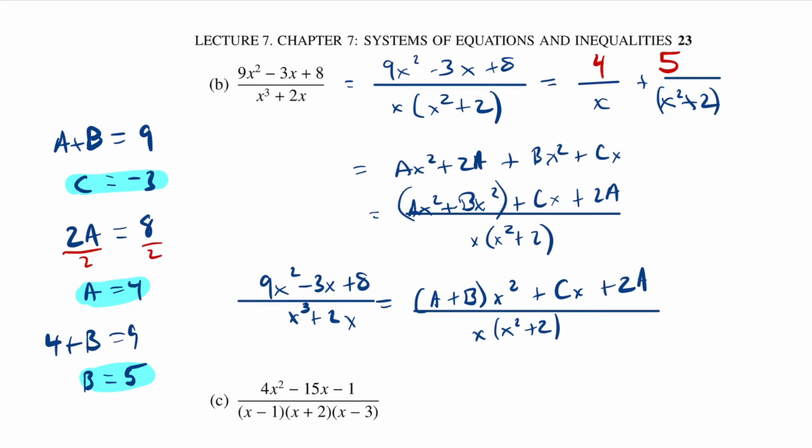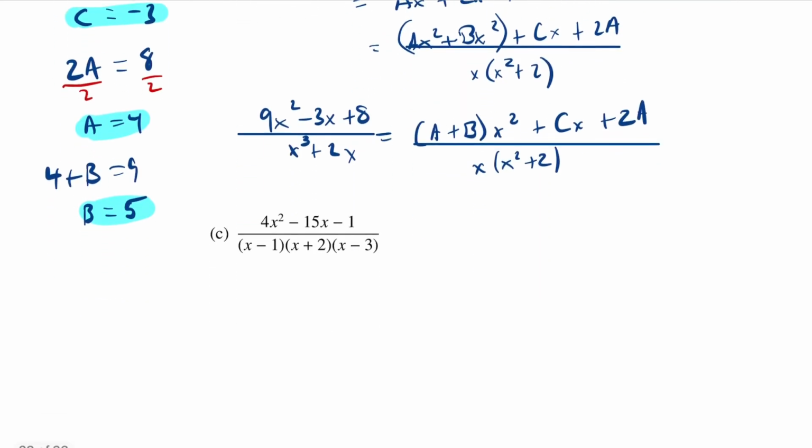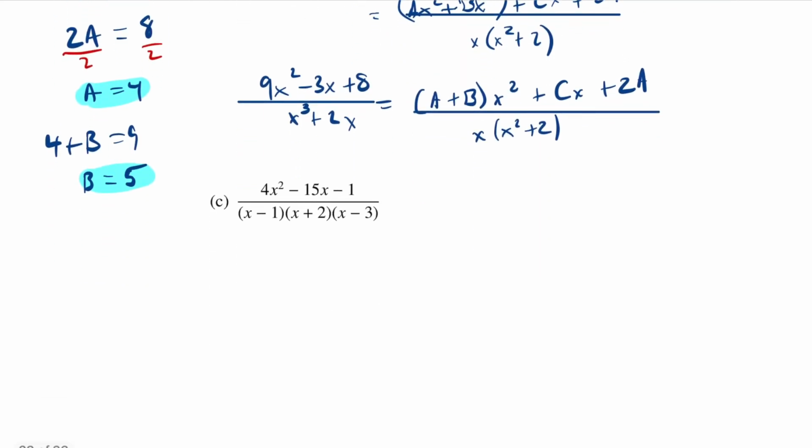All right, the next one, notice it's already factored for us, the denominator, so we don't need to factor that. That's nice. So let's write these out. X minus 1, x plus 2, x minus 3. So there are three separate fractions, and they're all linear, which means that the numerators are going to be constants, a, b, and c.